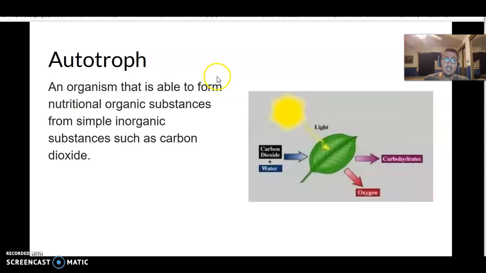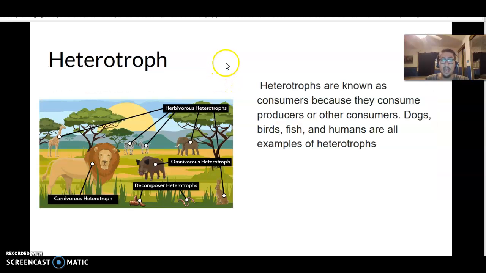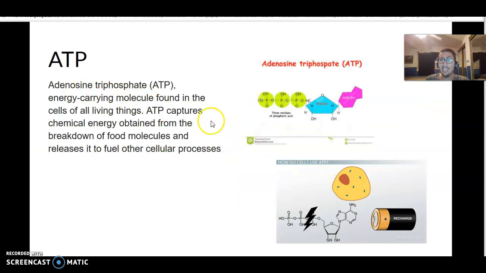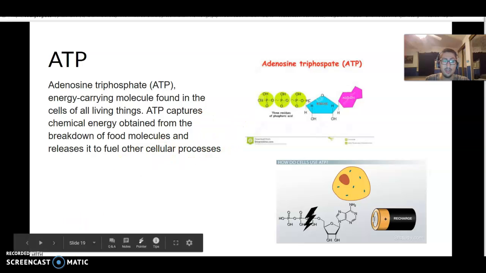Autotrophs get their energy from sunlight and carbon dioxide. Heterotrophs consume other things. There are different types of heterotrophs: carnivorous, decomposing, omnivorous, and herbivores, stuff like that. ATP is the cell powerhouse, and we don't want to forget that that's what this does. It's the large power that cellular respiration leads to.